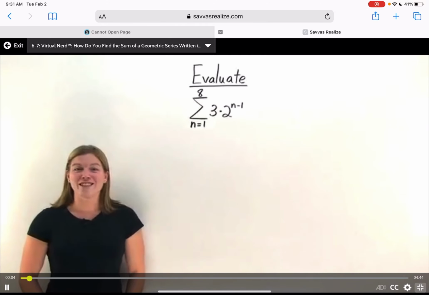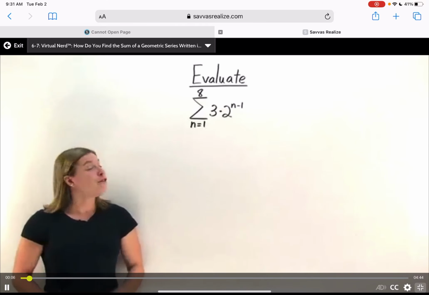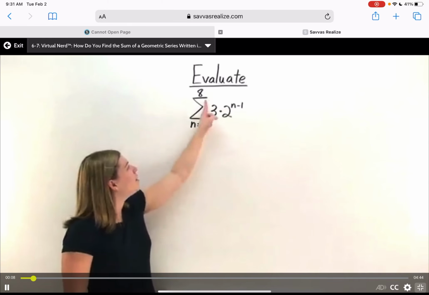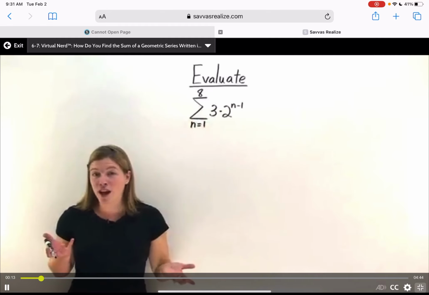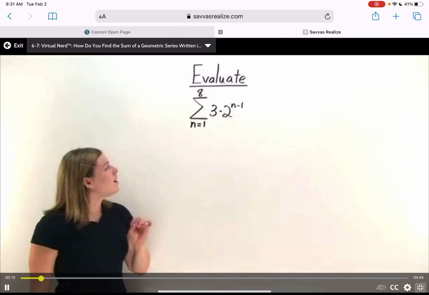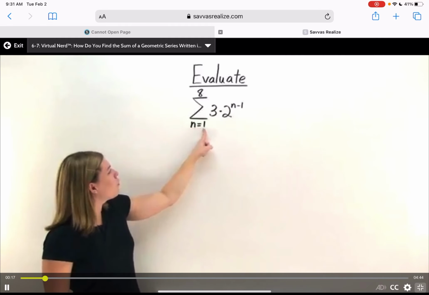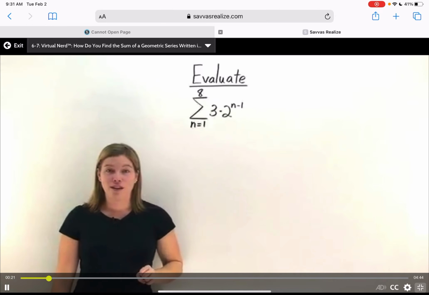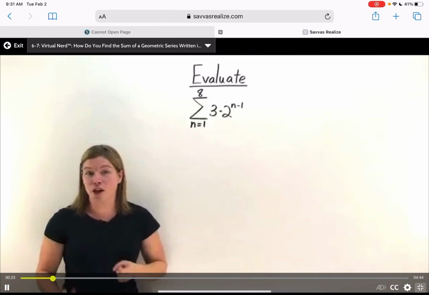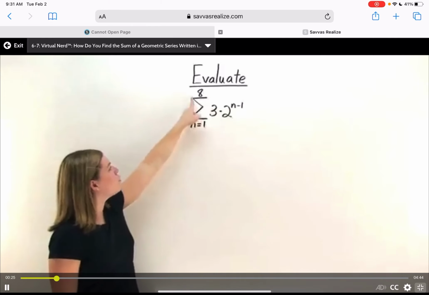Let's evaluate this geometric series. If we take a look at what we've been given, we can see that we're dealing with sigma notation. Sigma notation is just a shorthand way to write a series. Here, we can see that n goes from 1 to 8. N is the number of terms that we're dealing with. And when we're dealing with an infinite geometric series, n goes from 1 to infinity.